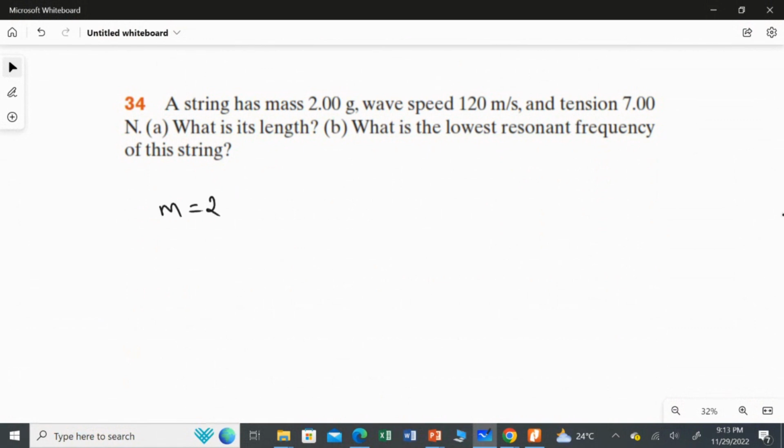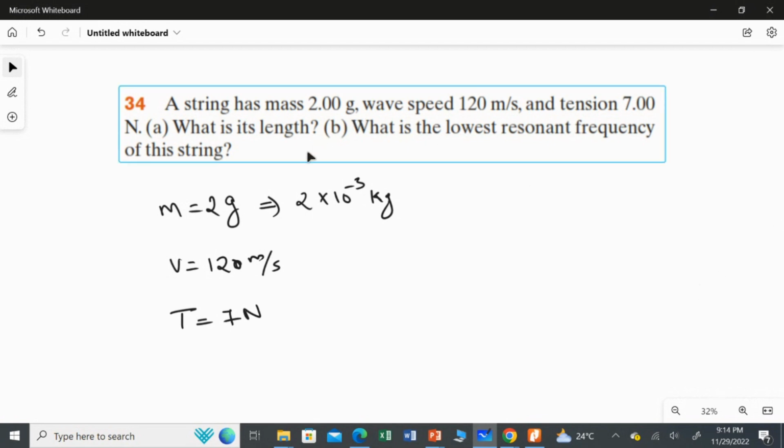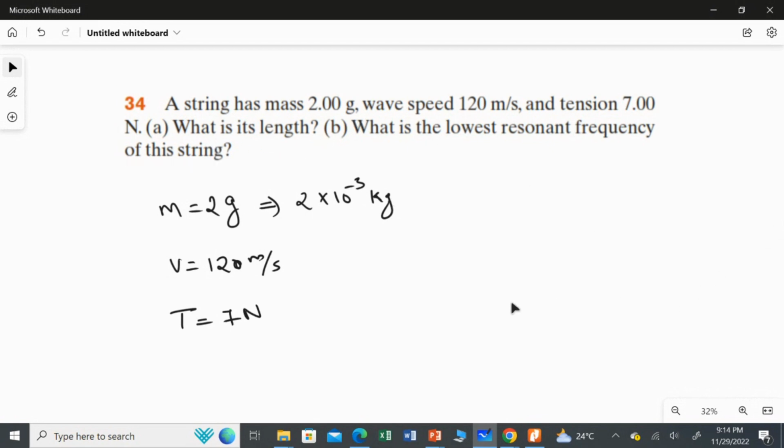First is mass. Its mass is 2 gram. Converting gram to kilogram is just multiplying by 10 power minus 3 kilogram. The wave speed V is equal to 120 meter per second, and the tension is 7 Newton. Now, by using these values, in the first part we are going to find the length of the string.